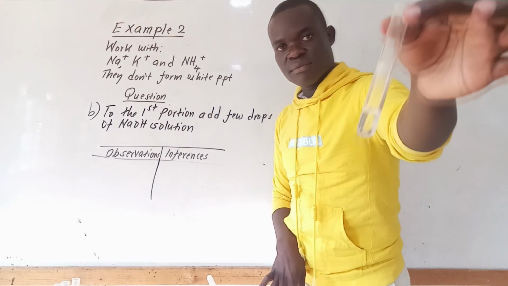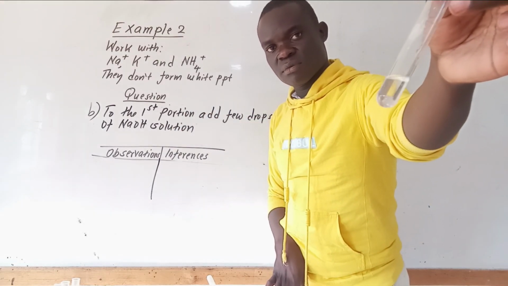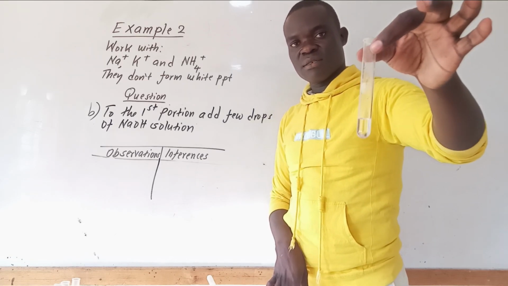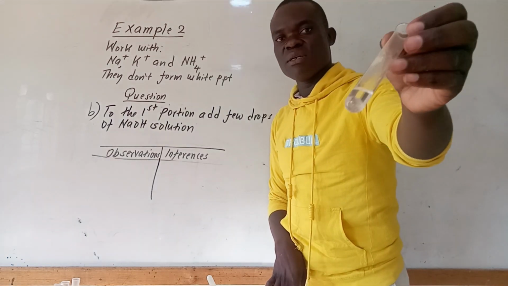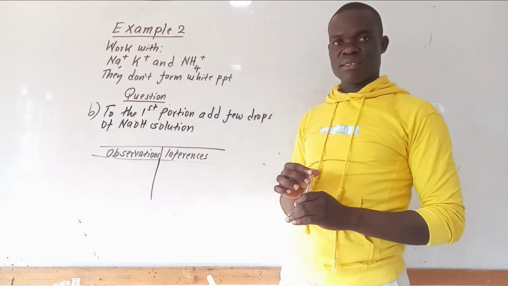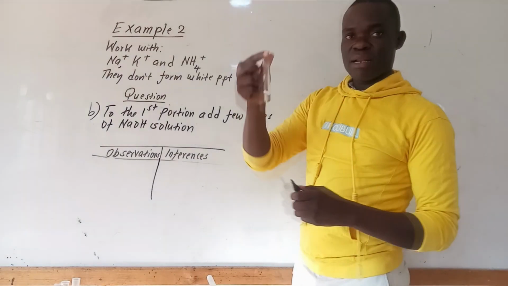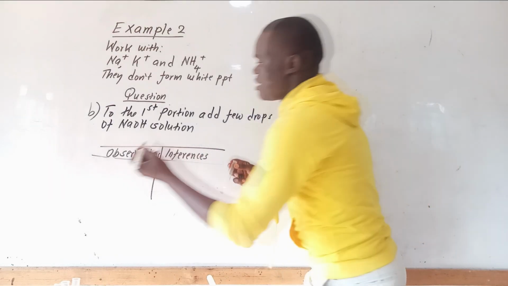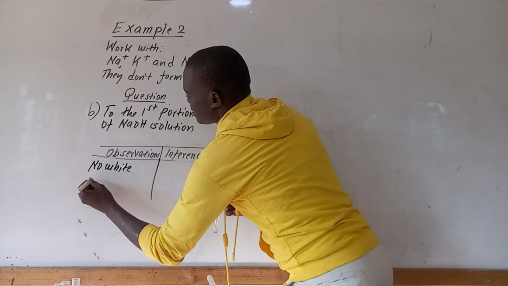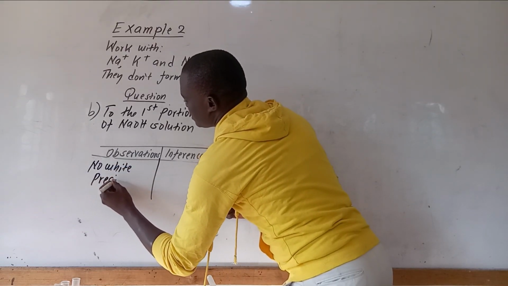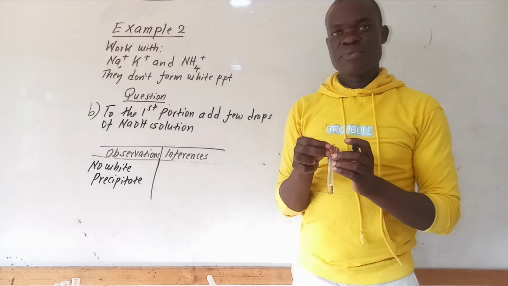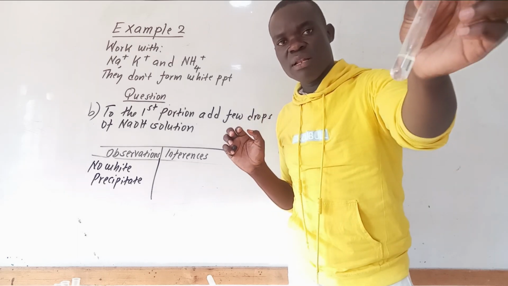Take a look. No white precipitate formed. No white precipitate at all. Even if we add excess, there will be no white precipitate formed. So here we will now record our observation. Here, no white precipitate. No white precipitate formed at all.